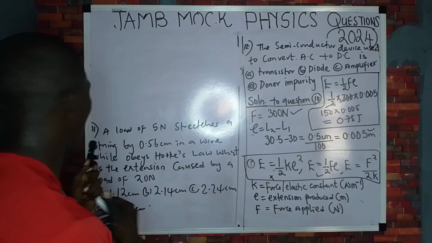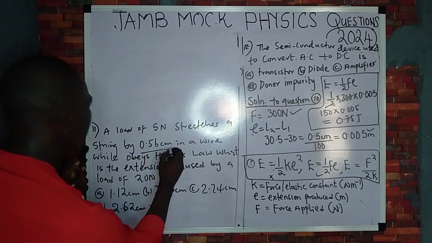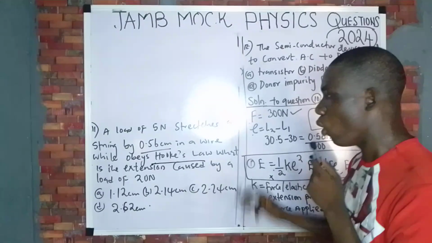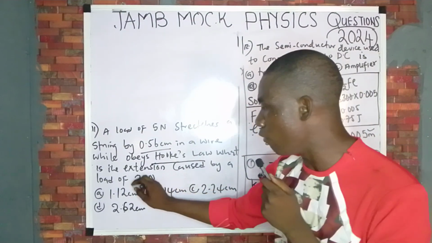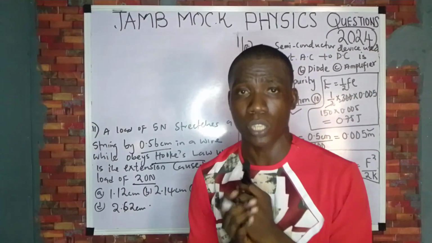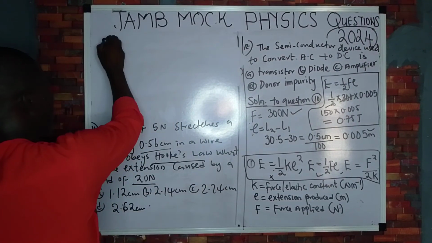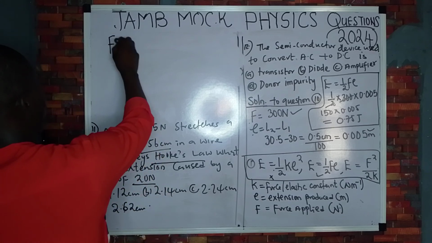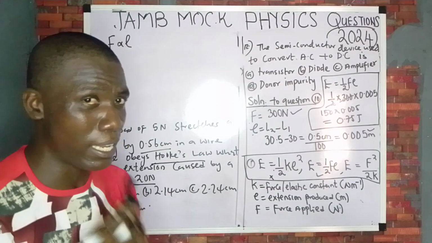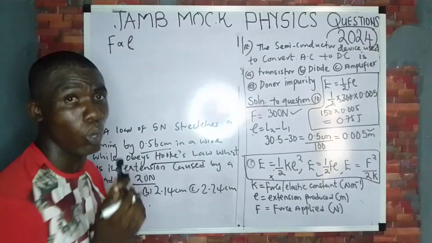Wow, a load of 5 Newton stretches a string by this extension, okay, in a wire which obeys what? Hooke's law. What is the extension caused by a load of 20 Newton? Very easy. Remember that Hooke's law states that the force applied to an object is directly proportional to the extension produced, as long as the object does not lose its elasticity, or as long as the extension does not exceed its elastic limit.